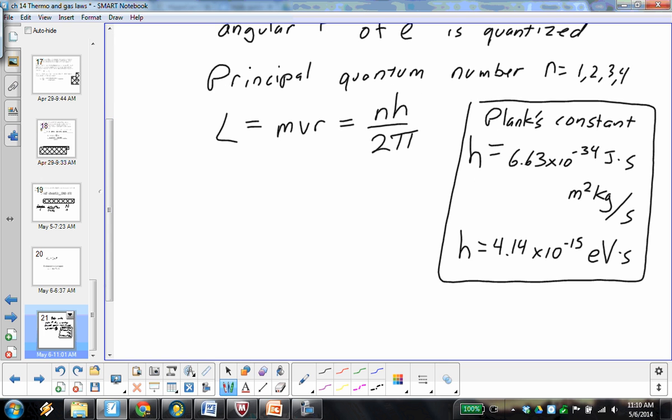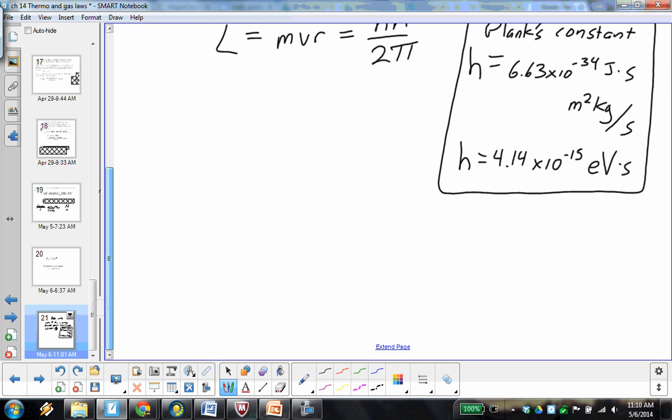Just put that away and let me express the energy of an electron at any particular energy level n, or at any quantum number n. And I'm going to give you kind of a long equation here, but we're going to take a look at it.